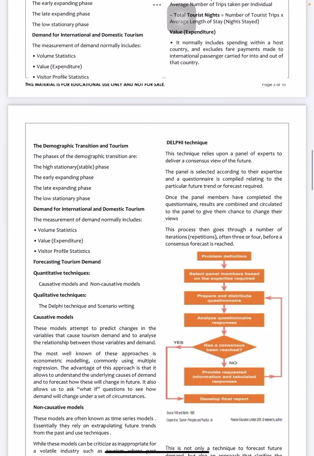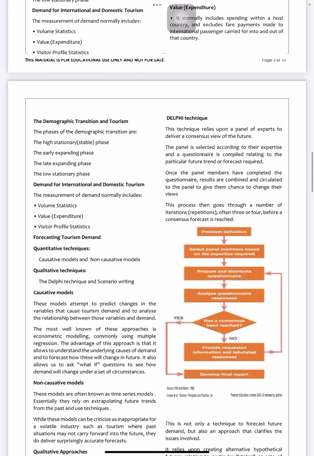So let's proceed to forecasting. So you just read those demand for international and domestic tourists and demographic commercial tourism. So forecasting of tourism. There are two methods or techniques, the quantitative and the qualitative. When we say quantitative, it is something that uses numbers, while qualitative is description. Sometimes in this discussion, qualitative techniques can be causal models or non-causal models. So, causative or causal, non-causative or non-causal.